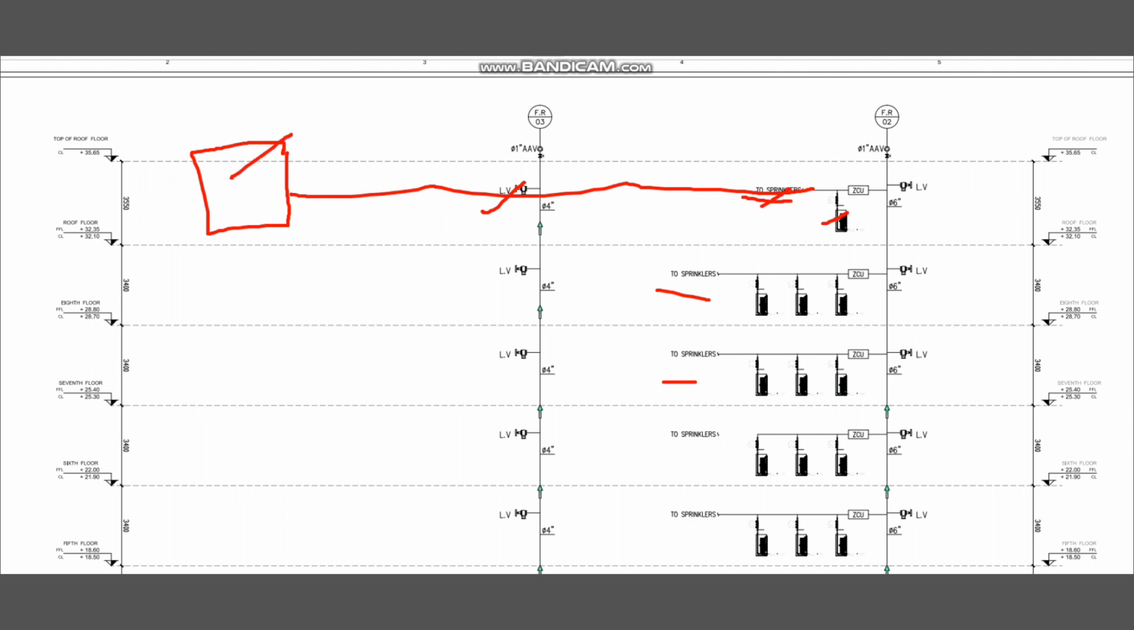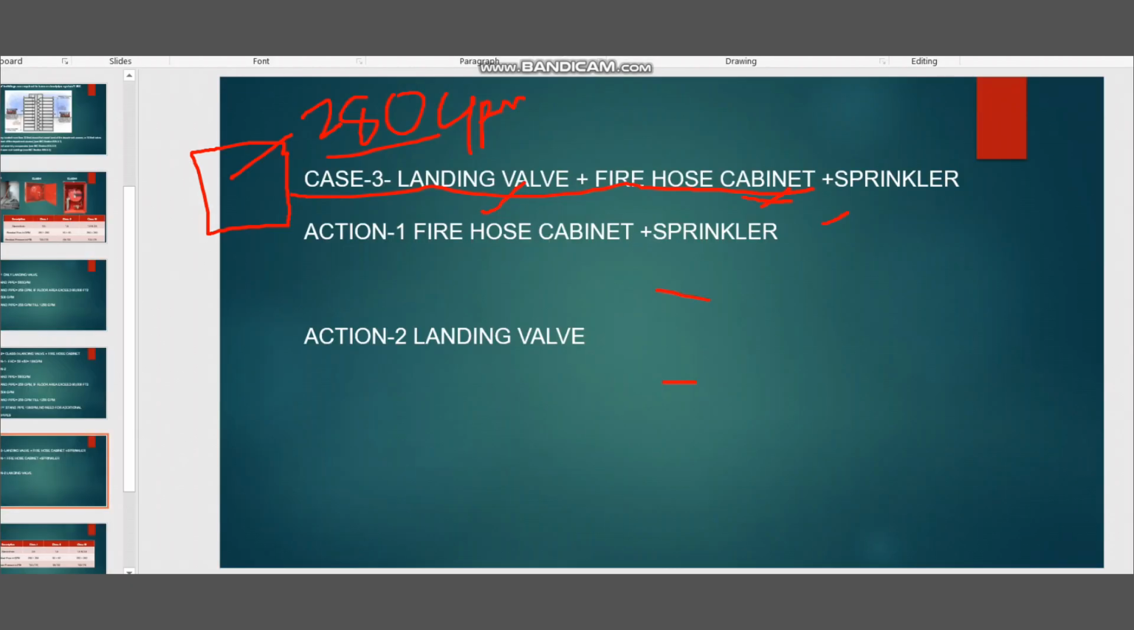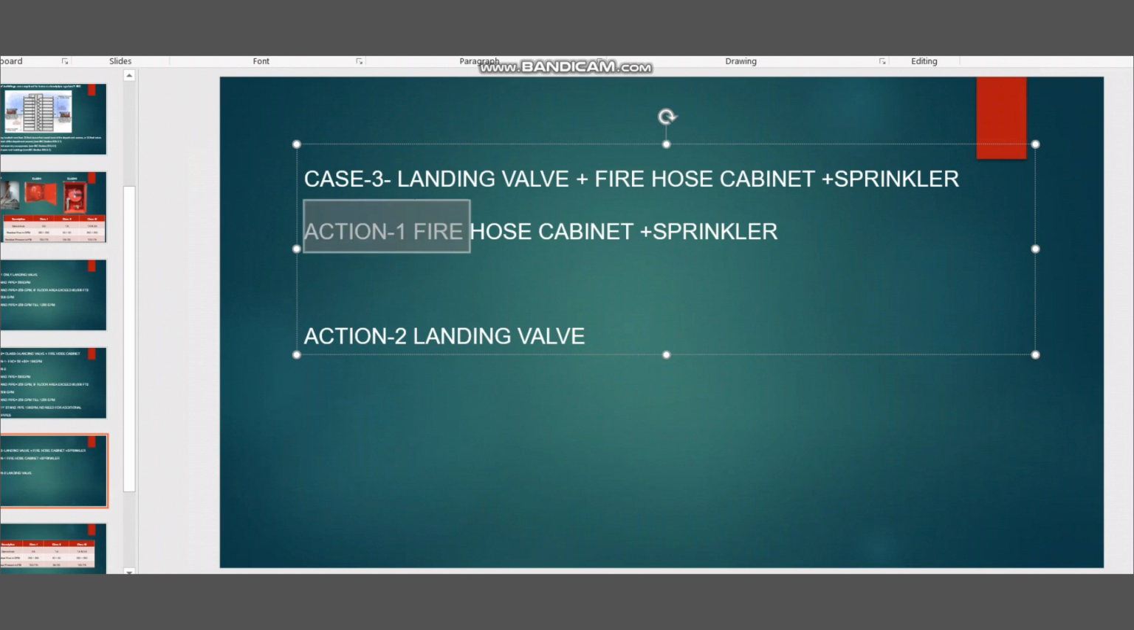So for example, consider we have light hazard, and finally I got the sprinkler flow of 280 GPM. Just for example, I got 280 GPM from the sprinkler. So in our case, the scenario we have to do is we need to consider this arrangement like fire hose cabinet plus sprinkler system. What is the flow that is coming, and second, the action with only the landing valve. We need to compare which flow is higher, whether this flow is higher or this flow is higher. Based on the higher flow, we have to size the fire pump.